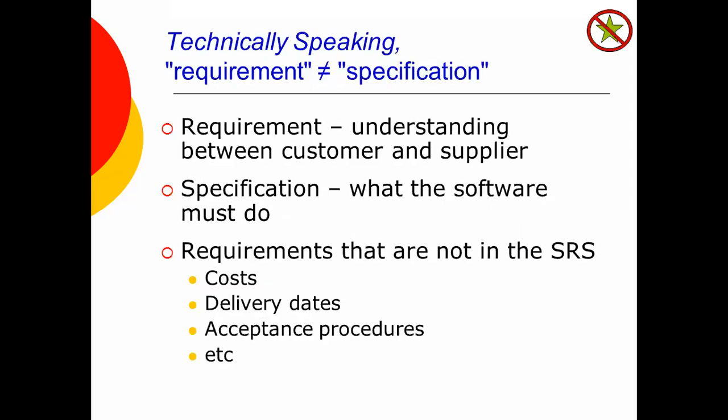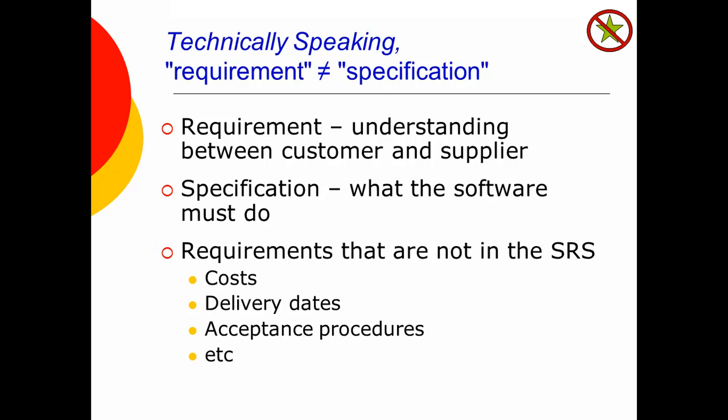Now, technically speaking, requirement specification. What is the requirement specification for the software? Requirement means understanding between the customer and the supplier. Suppose at the end, your software will be supplied by some other person and the supplier will interact with the customer. So requirement means understanding between the customer and the supplier. What will be the requirement? The supplier must be made aware of the customer's need.